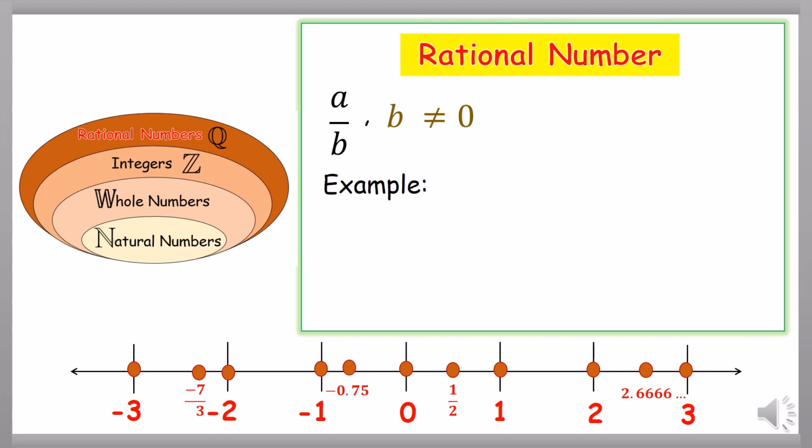And for the last example, all integers like -4 and 2 are rational numbers since these numbers can be expressed as a fraction or ratio with 1 as the denominator and not equal to 0. So as you see, -4 is equal to -4 over 1 and 2 is equal to 2 over 1.